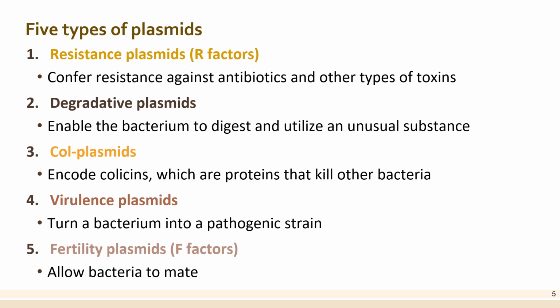Lastly, we might see a fertility plasmid. This is called an F factor, and we are going to see this in just a minute when we talk about our methods of horizontal gene transfer. A fertility plasmid is going to allow the bacteria to produce a special tube called a pilus, and that pilus is going to be used to transfer genetic material from one bacteria to another.